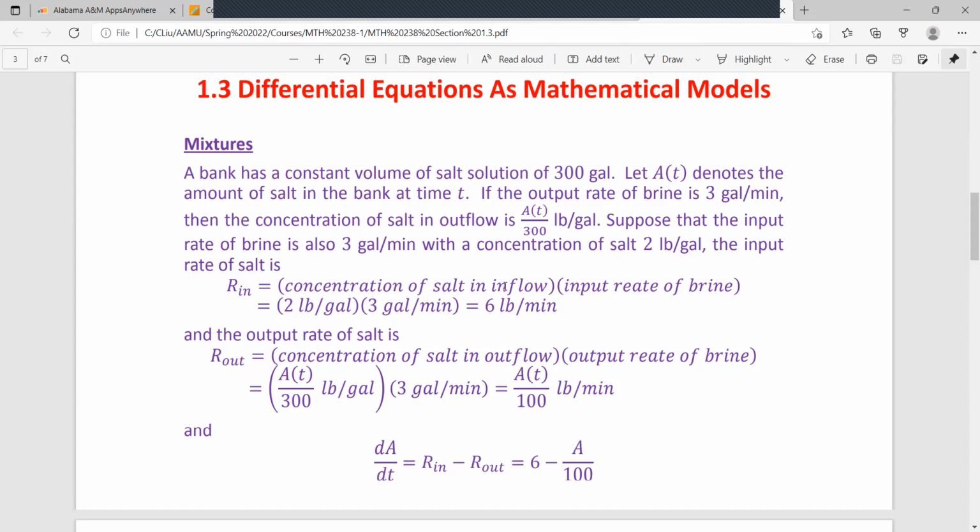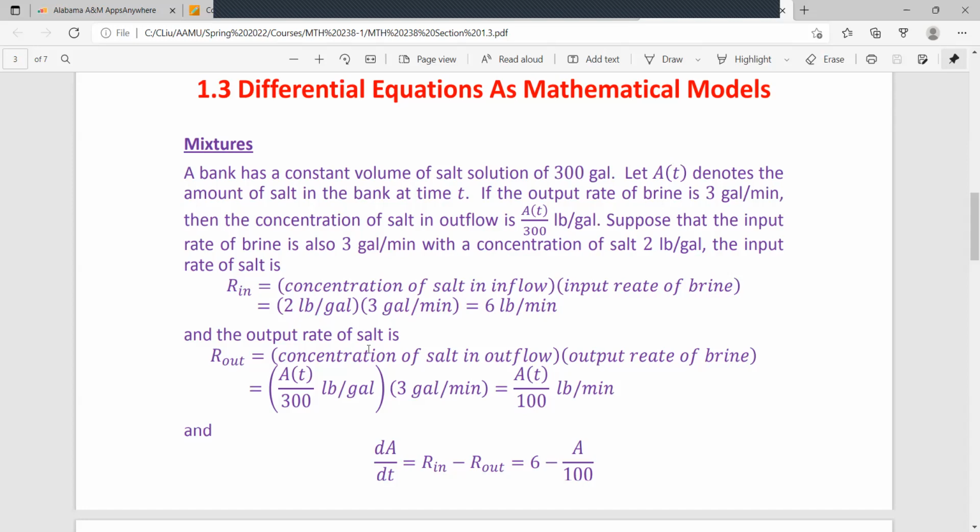Okay, so the concentration of salt in inflow is 2 pounds per gallon, given in the problem. You input some solution of salt with 2 pounds per gallon of concentration from somewhere. And the input flow rate is 3 gallons per minute. So you multiply these two, and if you cancel the gallon units, 2 times 3 is 6, and you get 6 pounds per minute. So that's the rate of input pure salt, 6 pounds per minute of pure salt, right?